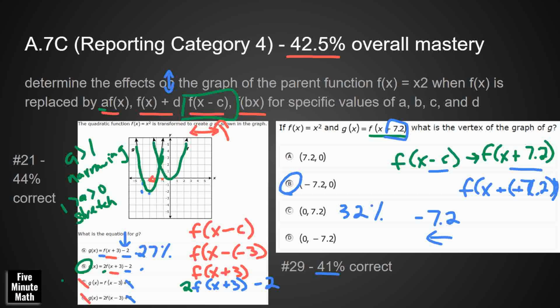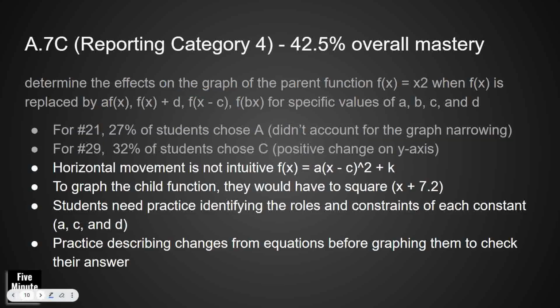Because if you think this plus 7.2 gets you a vertical shift on the y-axis, that's 32%, almost the same amount as the correct answer B, 41%. That's not even the correct axis. You're not even sure which direction it's moving. And we didn't account for the x minus c. That plus 7.2 really messed them up. So that lets us know there's a huge misconception on this particular one, how it works, which direction it moves, and how it's different than the vertical shift.